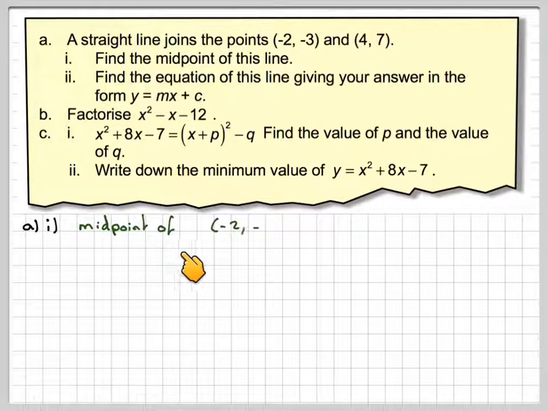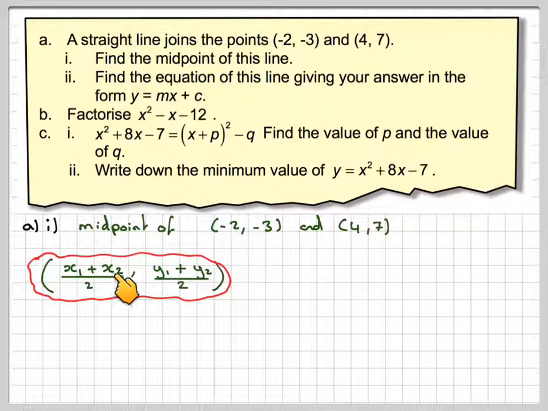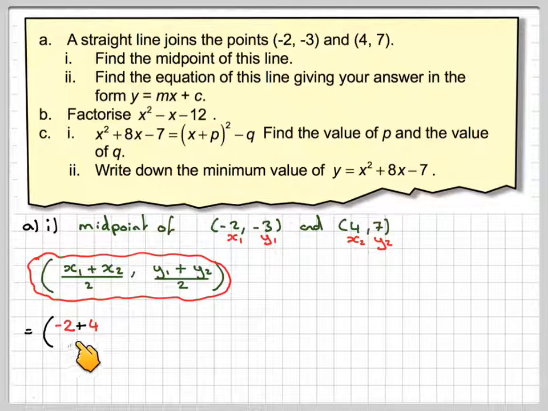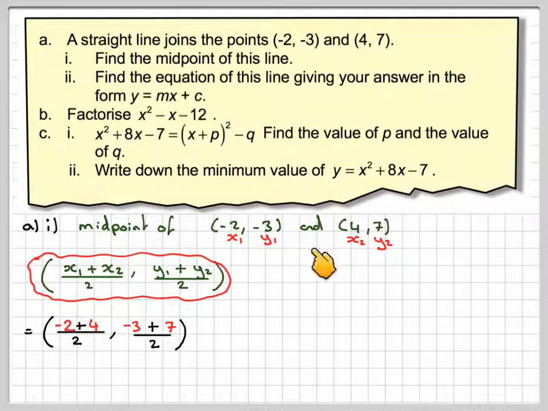So the midpoint of (-2, -3) and (4, 7) is given by this formula: (x1 plus x2) over 2, (y1 plus y2) over 2. This is the x coordinate, this is the y coordinate of the midpoint. Good idea to label these x1, y1, x2 and y2. So we're going to have -2 plus 4 divided by 2, and then -3 plus 7 divided by 2. Make sure you select the right coordinates, so it's very easy to make a simple mistake here.